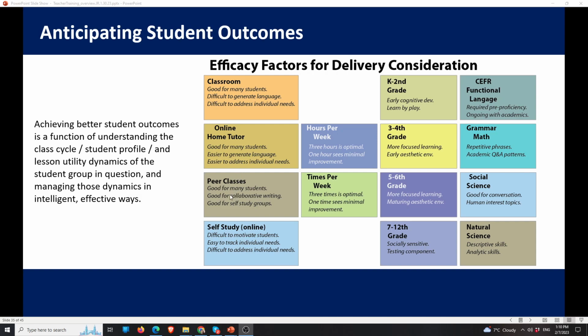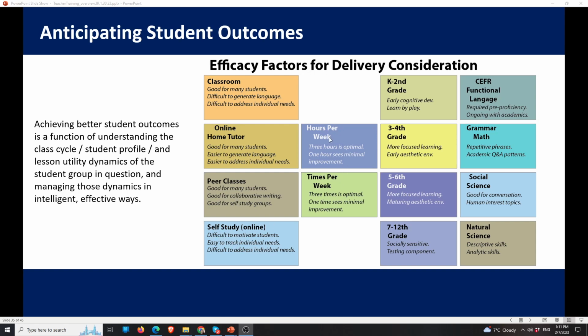What about peer classes? Well, this is where you have a group of students studying together. They need less teacher intervention. They need less teacher involvement, right? It's great for collaborative things. These students will usually talk in their native language, but they'll definitely be getting writing assignments in this case. Self-study online is difficult to motivate the kids, but it's easy to track them, right? It's easy to track their performance if they actually do the work, because oftentimes, if it's just self-study alone, I oftentimes won't even do it.